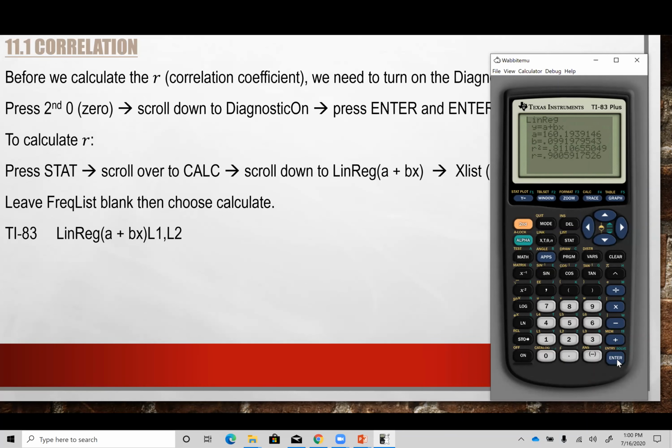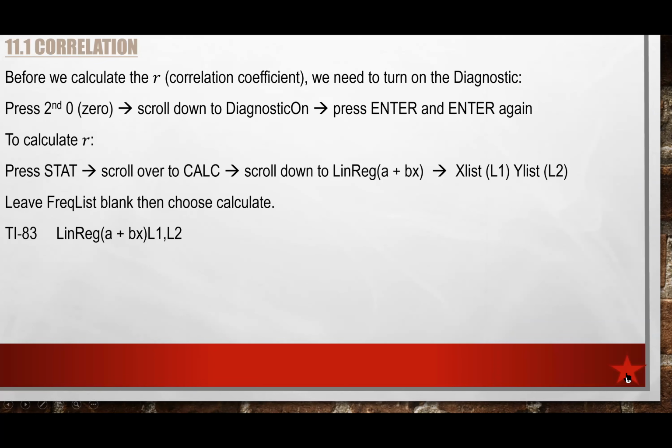So all that massive calculation that the formula asks you to do, the calculator gives it to you here, which is the a and the b, which we'll mention later, and the r, which is right here. This is what we're looking for, the r, which is equal to 0.90059. So that is the r that we're looking for. That is the correlation coefficient.